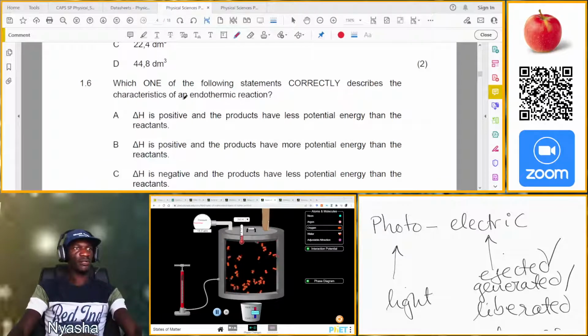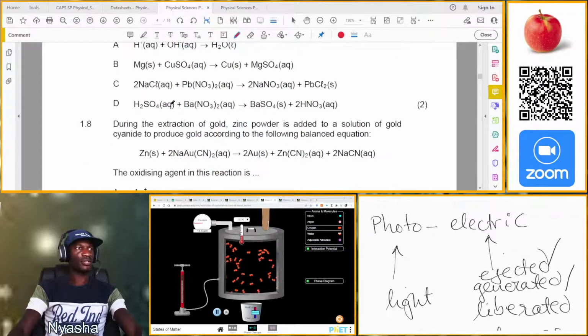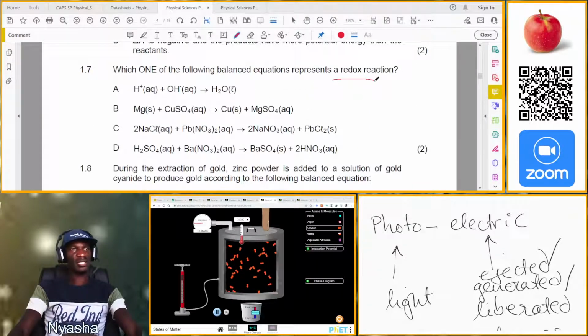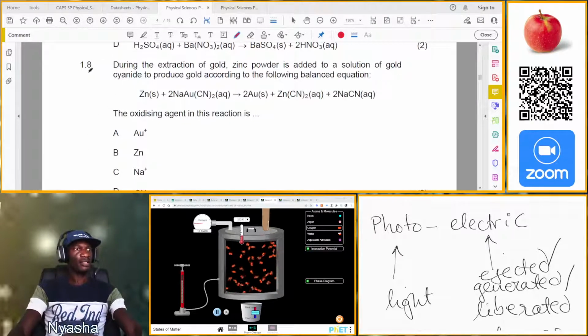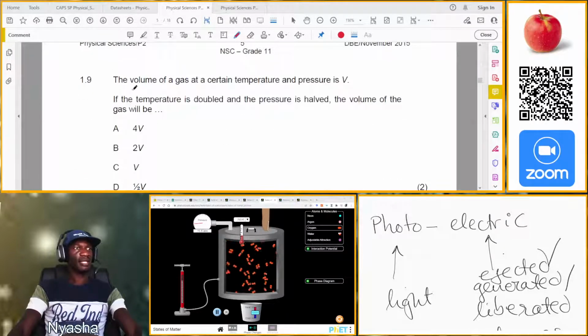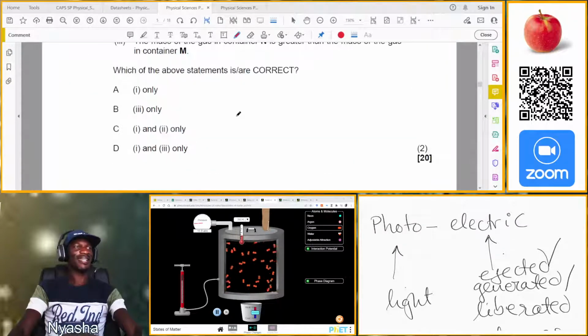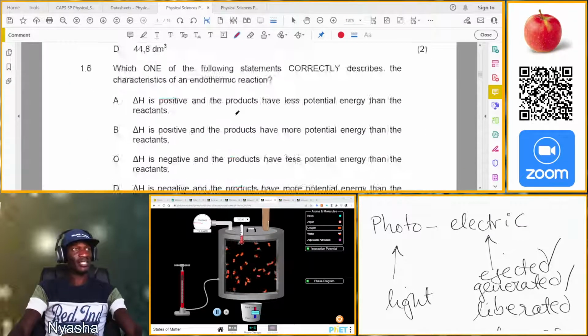Then which one of the following correctly describes an endothermic reaction? So this is now chemical reactions. Then 1.7, we've got some redox reactions. So these are now some electrochemistry basics. Then you've got another set of electrochemistry equations where we have oxidation and reduction. Then ideal gases, right? This is also ideal gases. Okay, so which means we picked 2 questions, right?